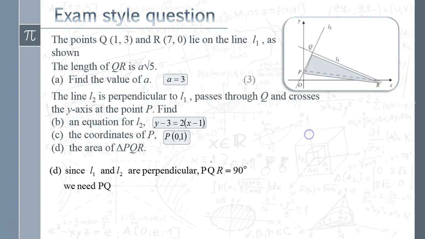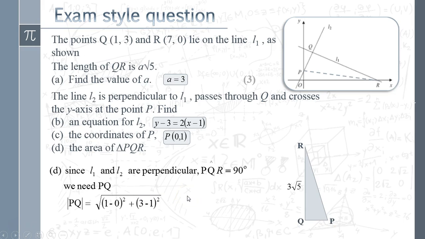So what I'm going to do is just take that triangle and just kind of redraw it so I can see what's going on. We already know that QR is 3 root 5. We need to find PQ. And if we know that Q is at 1, 3, P is at 0, 1, we can just pop those numbers into our formula. There we go. So the length of PQ is root 5.